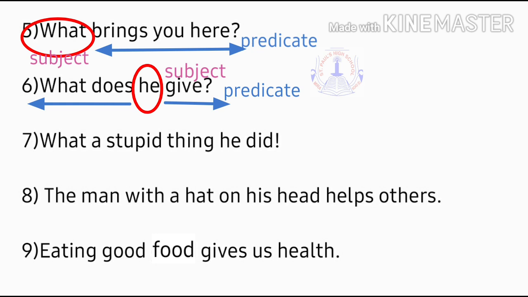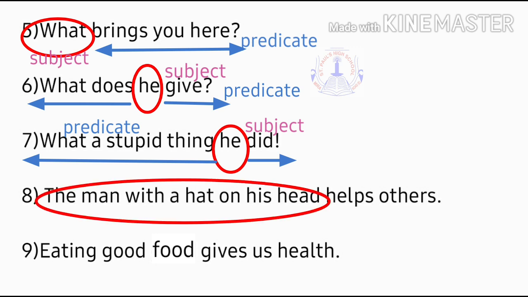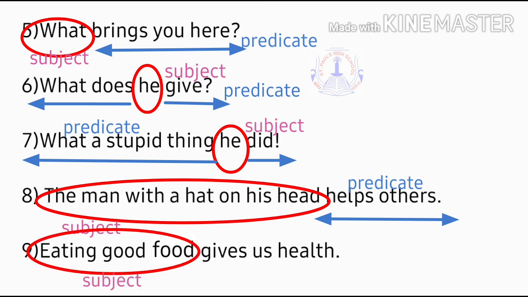What a stupid thing he did. Again you can ask a question: who did the stupid thing? You got the answer, he. So he becomes your subject, and what a stupid thing and did becomes your predicate. The man with a hat on his head helped others. Who helped others? The man with a hat on his head. So this entire part is your subject, and helped others becomes your predicate. Last, eating good food gives us health. Eating good food will be your subject, and gives us health becomes your predicate.